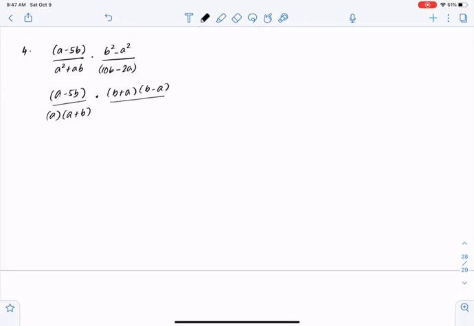In the denominator, we have 10b minus 2a. A 2 is in common. If I pull that out, I would have 5b minus a. I can't simplify the first expression, so I'm going to keep it as is. At least not yet.